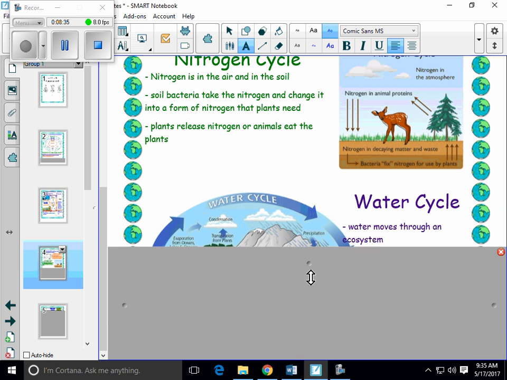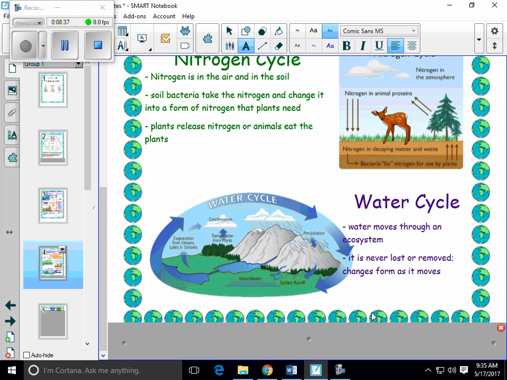And last but not least, I put the water cycle on here, which you've learned about since elementary school, so I didn't put a ton of details, but this is how water is going to move through an ecosystem. Remember that in all of these cycles, no material is ever lost or removed. It's just changing form as it moves through the cycle.